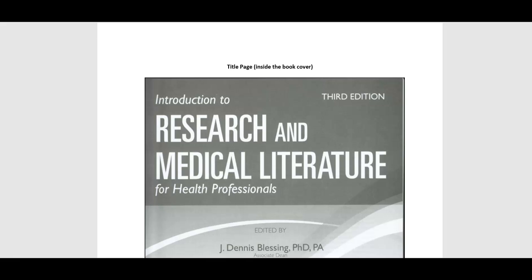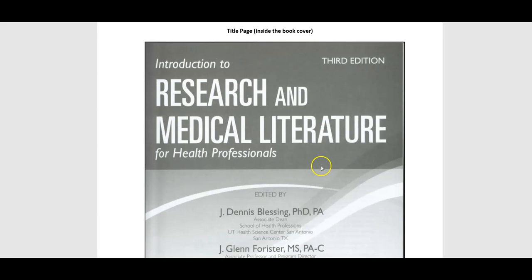Let's gather our bibliographic information. This file is a picture of the main pages from our textbook. If we look on the title page, you'll see the full title of the book, Introduction to Research in Medical Literature for Health Professionals. We also learn that this is a third edition.